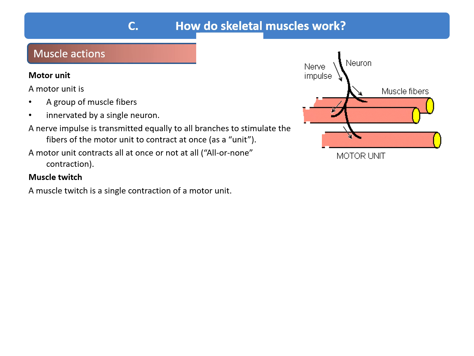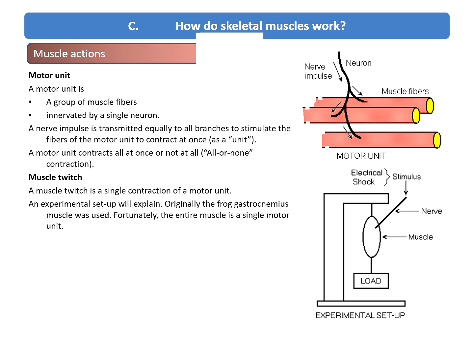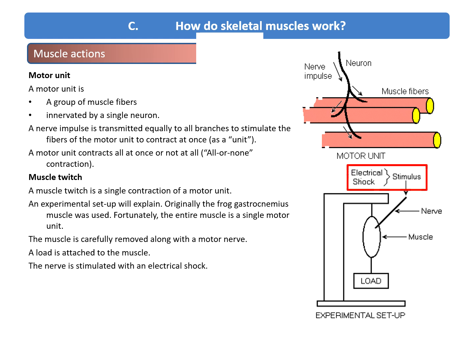A muscle twitch is a single contraction of a motor unit. To understand that, let's look at an experimental setup. Originally, the frog gastrocnemius muscle was used. Fortunately, the entire muscle is a single motor unit. The muscle is carefully removed along with a motor nerve. A load is attached to the muscle. The nerve is stimulated with an electric shock. A nerve impulse stimulates the muscle to contract.